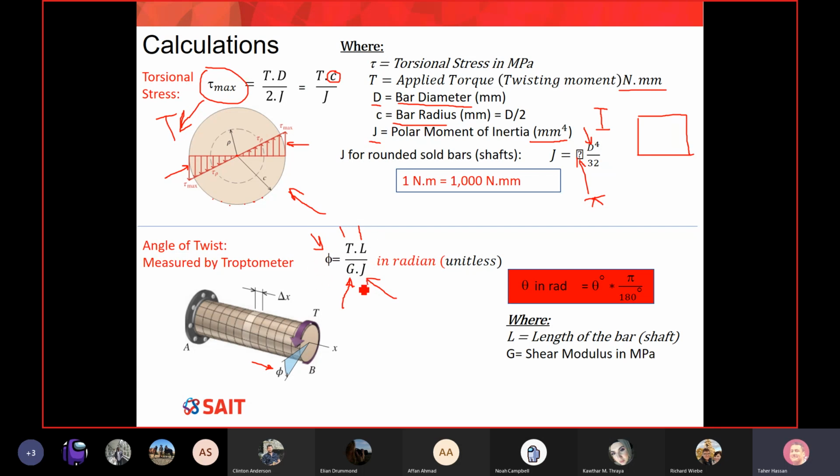As I said, if you don't follow 100%, please wait for Corwin in the next lecture. He will give you more details about the torsion stresses.